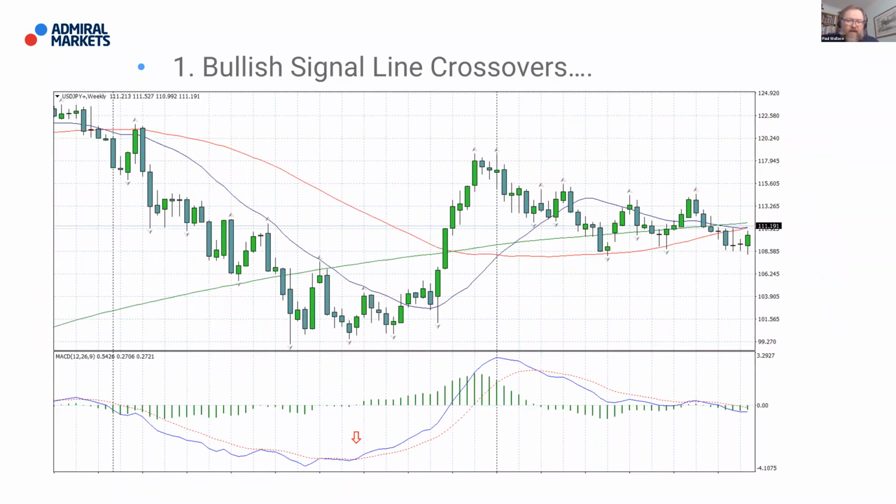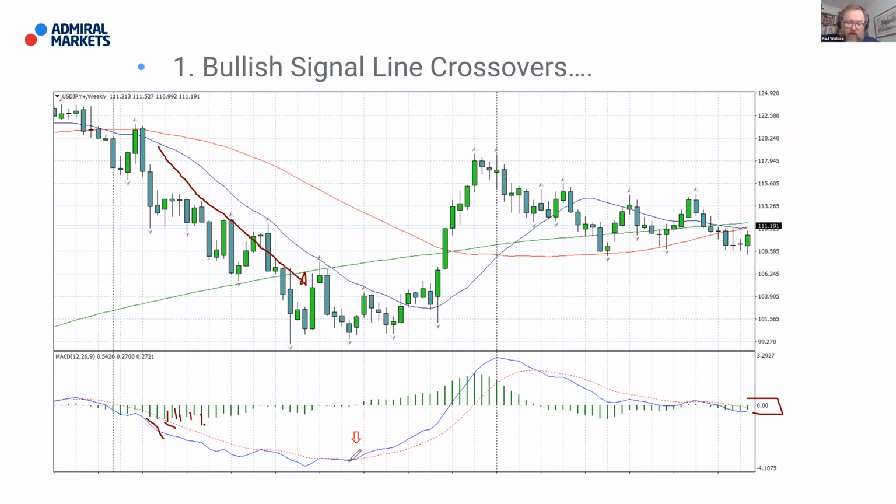And here's an example. Let's just use the drawing tool. You can see that price has been in a pretty strong downtrend. This is a weekly chart. You can see that the MACD is below the zero line, as is the histogram.